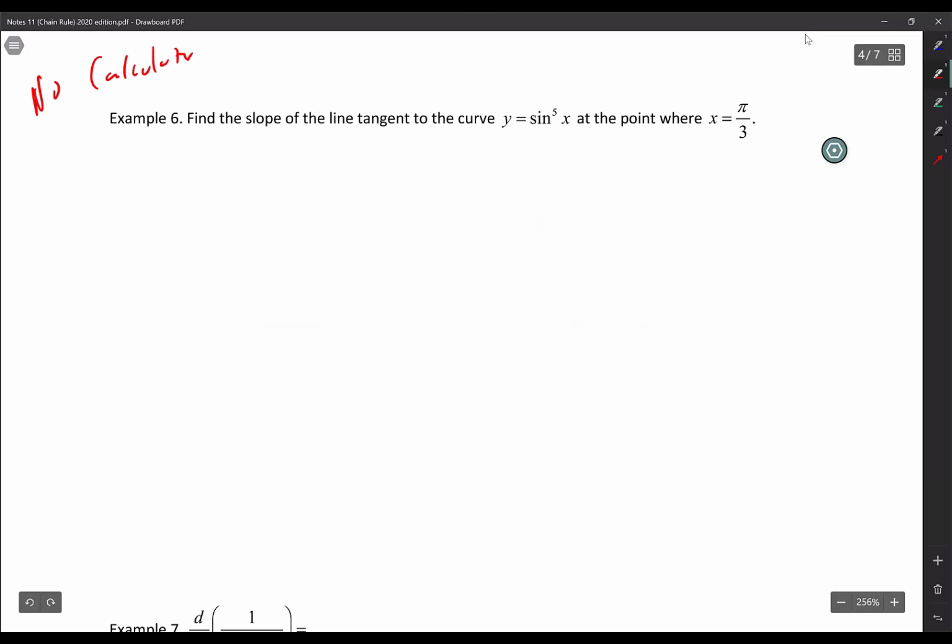You can do this without a calculator. It says find the slope of the line tangent to the curve. Oh, it's even easier. They don't even want the tangent line. They just want the slope. So what do I do to find a slope? Take a what?